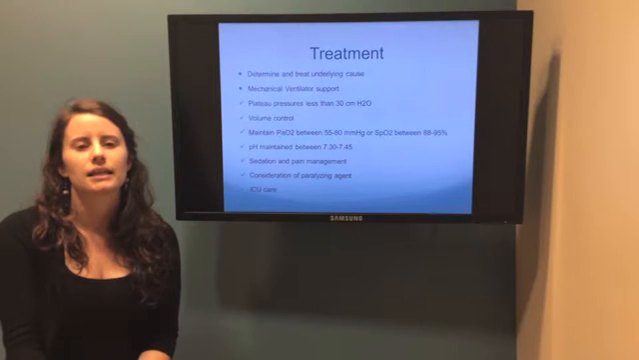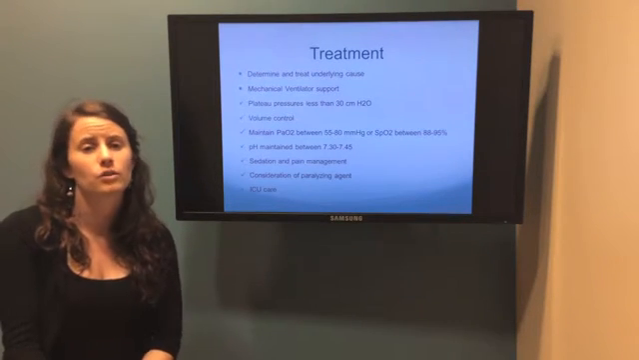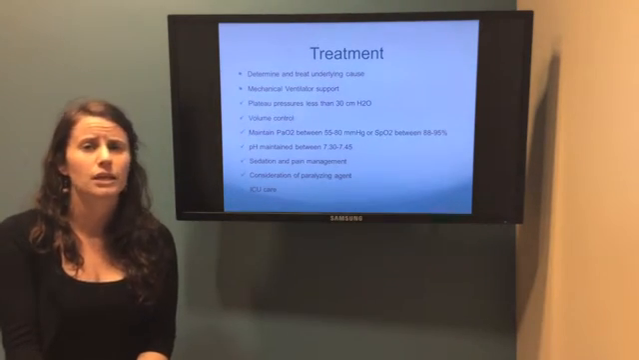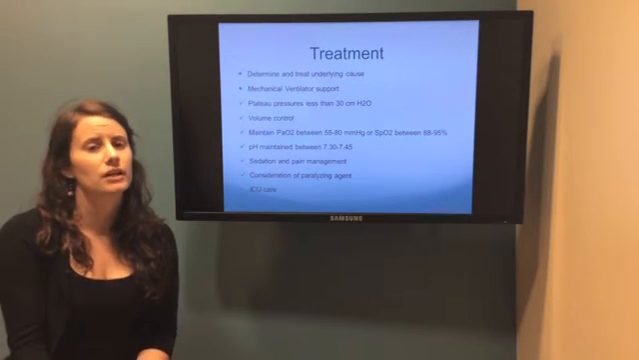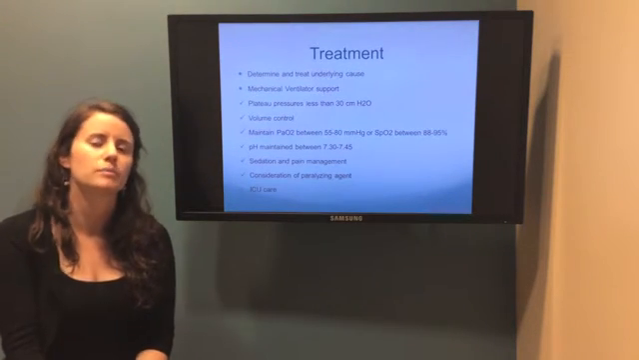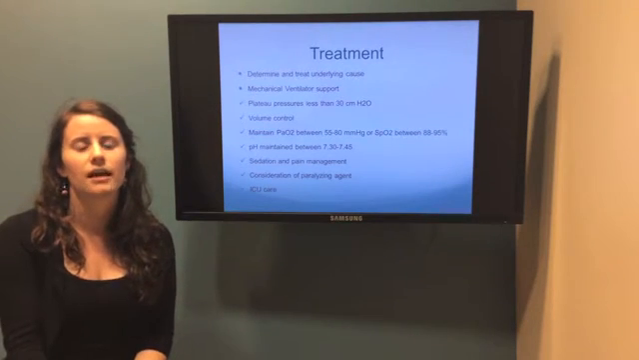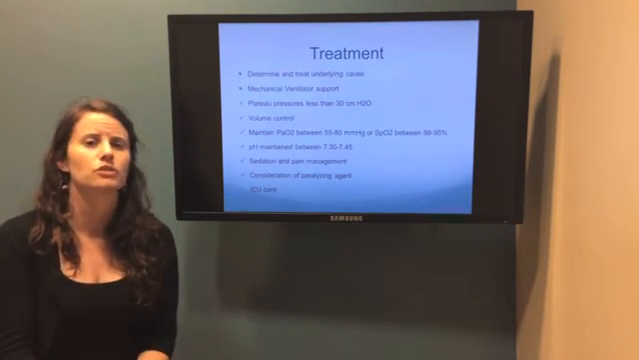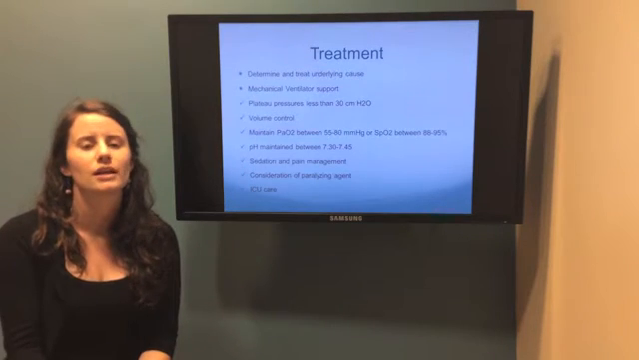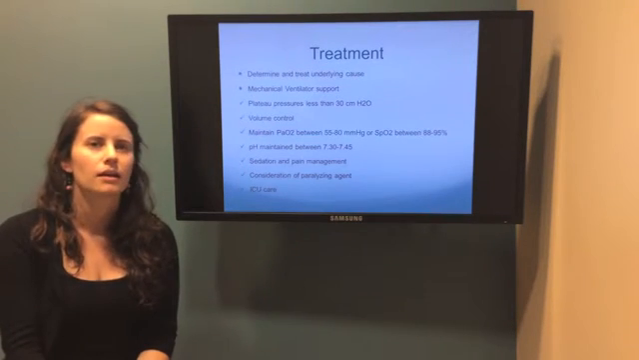They need to have their plateau pressures be less than 30, because having very high plateau pressures can cause barotrauma to the lung. And these patients' lungs are already having a lot of issues and very damaged, and so if you cause further damage, it can really set these patients back.